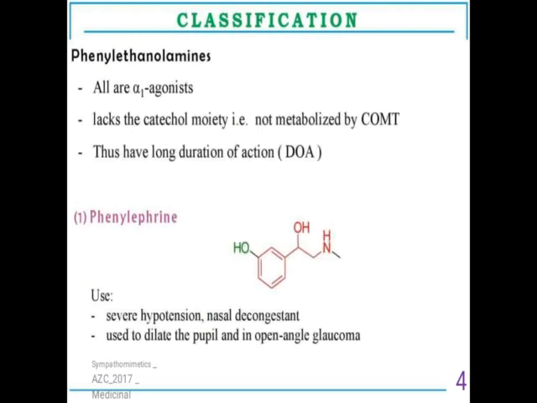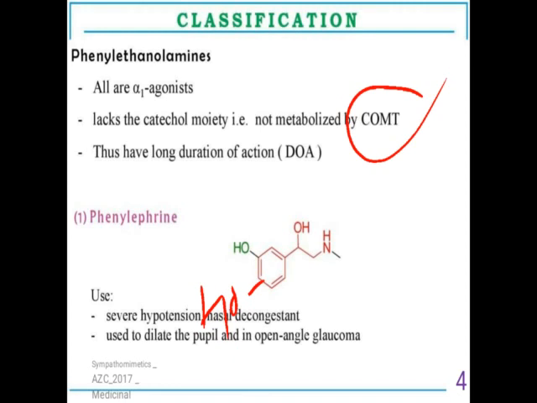So first, phenylethylamine. All the phenylethylamines are alpha agonists. They generally lack the catechol moiety, that is, they are not metabolized by catechol-O-methyltransferase. When both the hydroxy groups are present, they undergo metabolism by catechol-O-methyltransferase. But due to the absence of these, they act only as alpha-1 agonists and are not metabolized by catechol-O-methyltransferase. Hence, they have an increased duration of activity compared to drugs having the catechol nucleus. An example of a drug is phenylephrine.